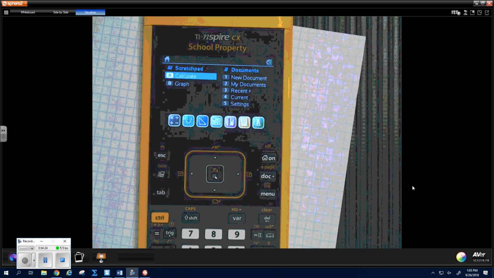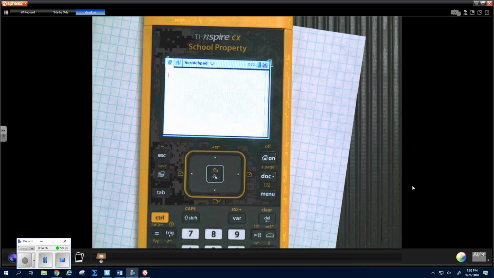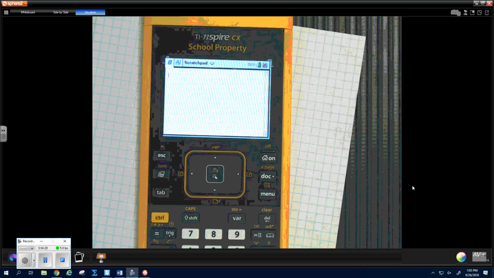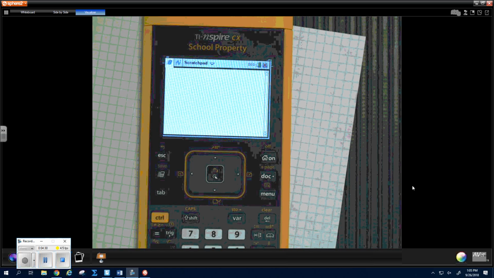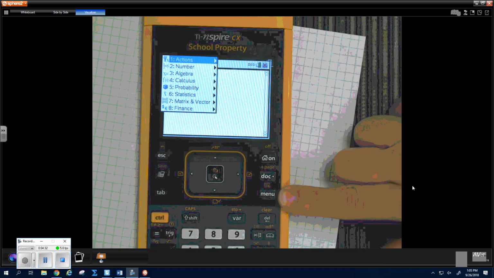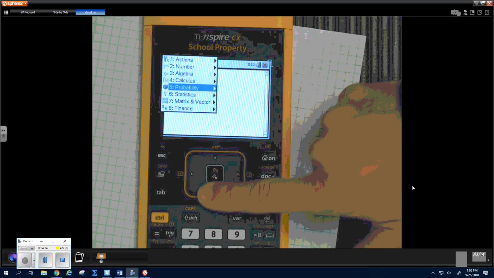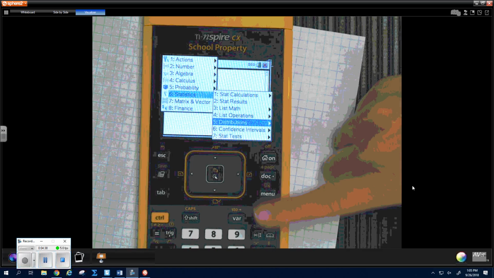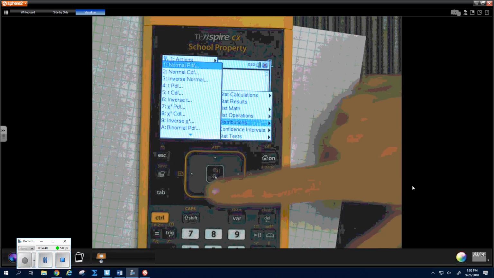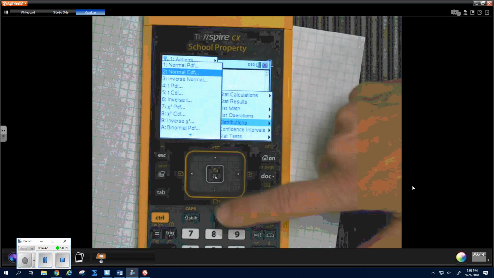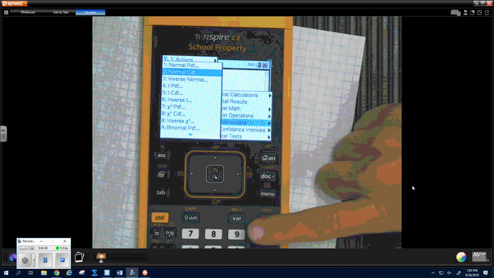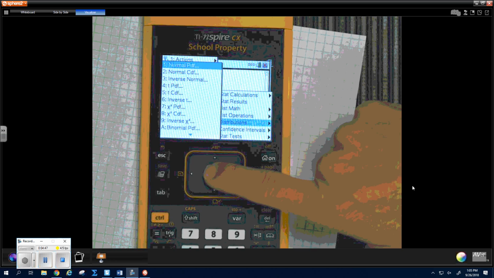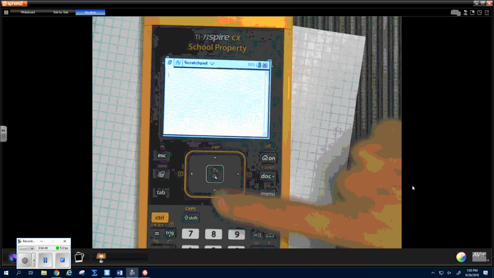All right, you guys, so we're going to go to calculate. So you're on your blank screen. And then everybody go to menu, and then go to statistics, and then go to distributions, and then go to normal CDF. Always do CDF, that's a cumulative or a shaded area. I just scrolled back up to PDF.